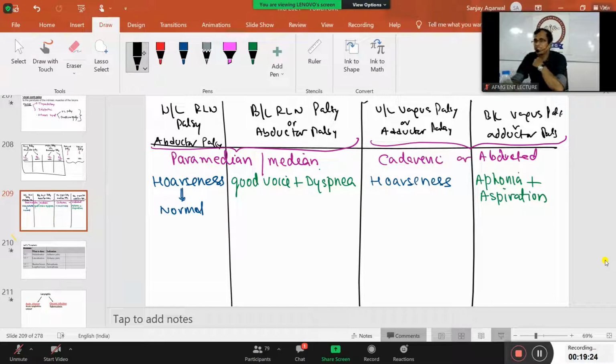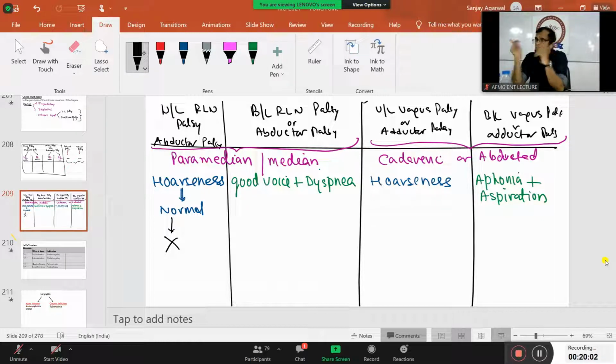And the last thing we have to do, as I said, is the surgery that is required. What surgery for which one? In the first one, I will not do anything because the voice will become normal. So why will I do anything? It's illogical. In the second one, I don't have to do anything for the voice because the voice is already good. But if I don't treat the dyspnea, the patient's life is in danger. So I have to do something for the dyspnea. And there are 3 or 4 surgeries that are possible.